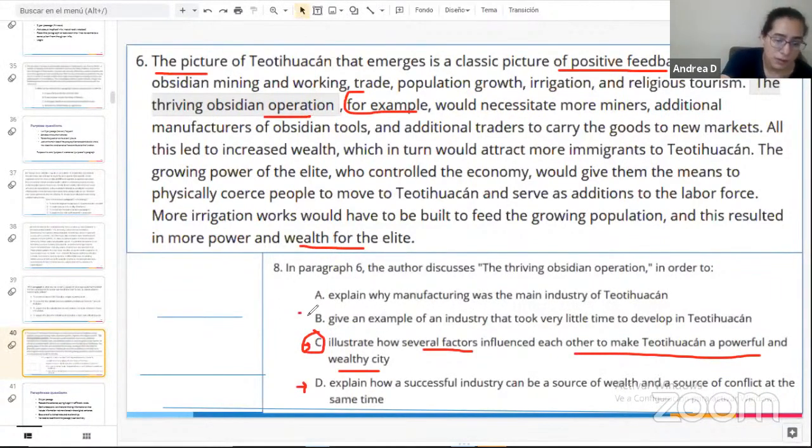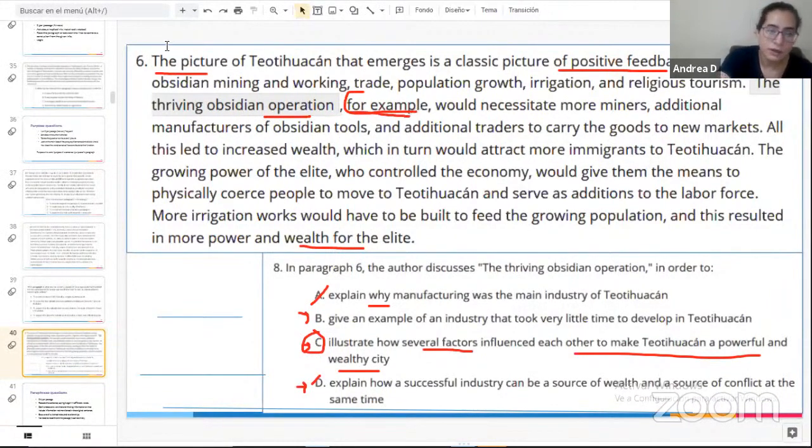So it could be B, give an example, but it certainly won't be A, explain why, or D, explain how, because in that case you would have something like, this was because the thriving obsidian operation, or this was achieved by using the thriving obsidian operation. But no, it's an example.